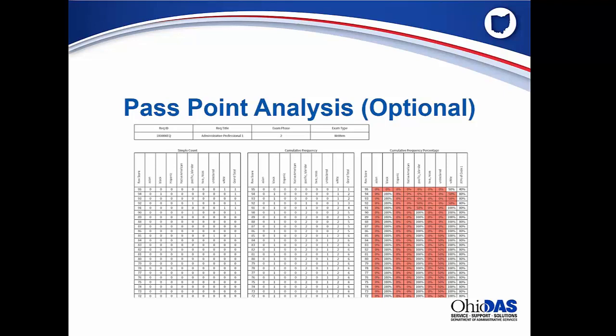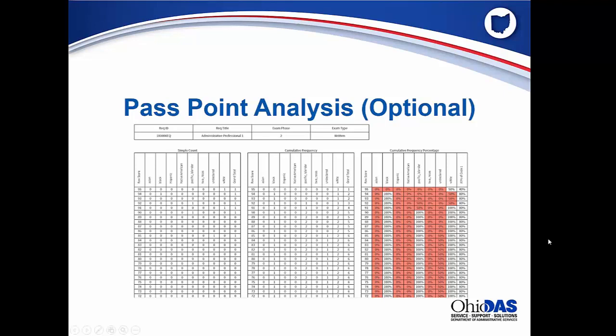Now, usually a recruiter might design an exam so that the pass point is maybe at a raw score of 70, let's just say, as an example. And if there are ethnicity or gender columns that are shaded in red at that 70 level, then you might need to lower the pass point for this exam to a level where there's no red shading.